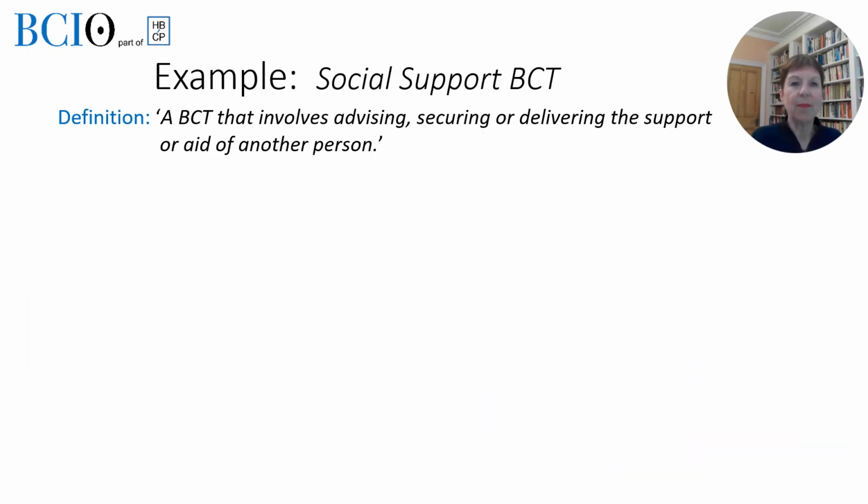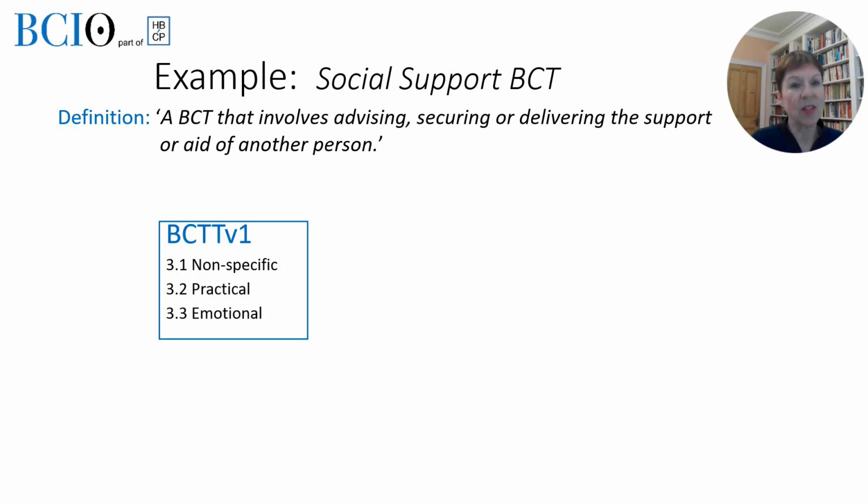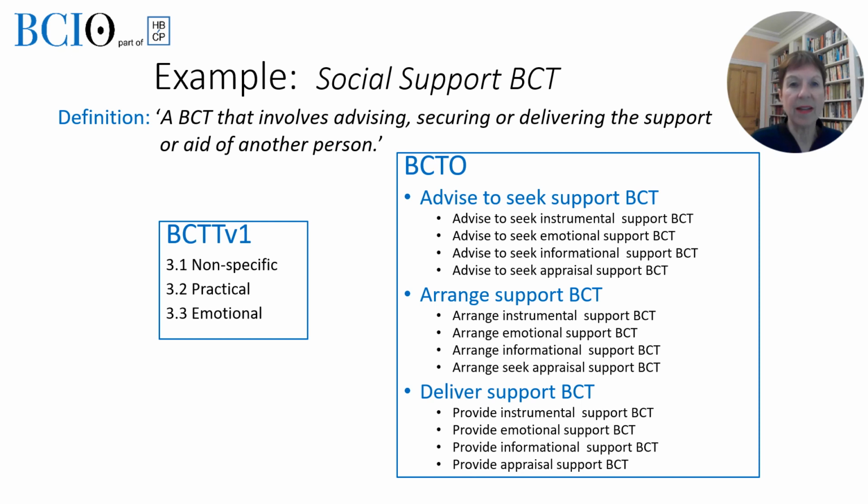So I'm going to give you the example of a social support behaviour change technique, and the definition is one that involves advising, securing or delivering the support or aid of another person. Now, in the old taxonomy, we have just 3 items for social support: non-specific, practical and emotional. But when we looked at the literature and we've done expert consensus and consultation, we found many more and a greater degree of complexity. So this is what we've ended up with.